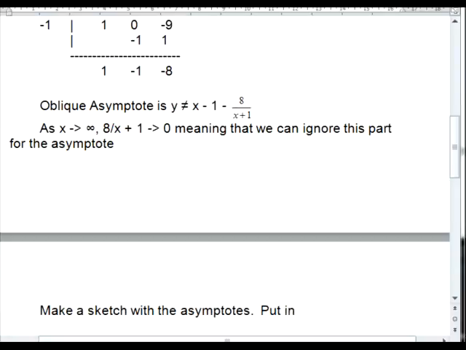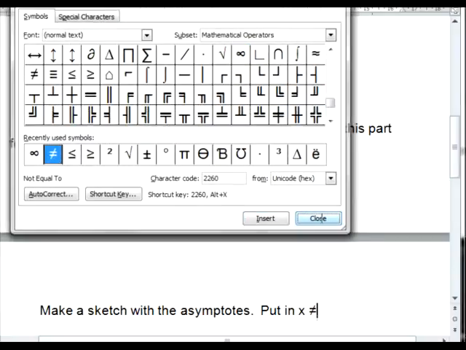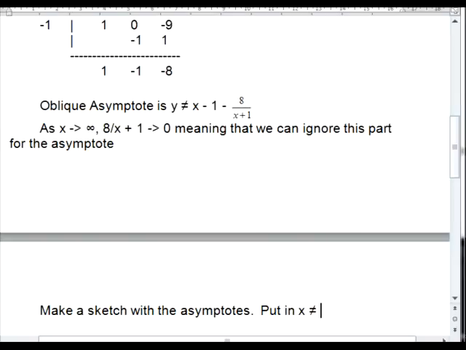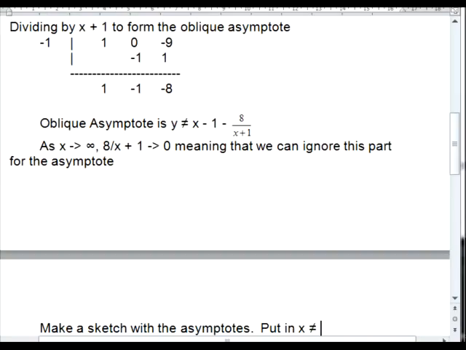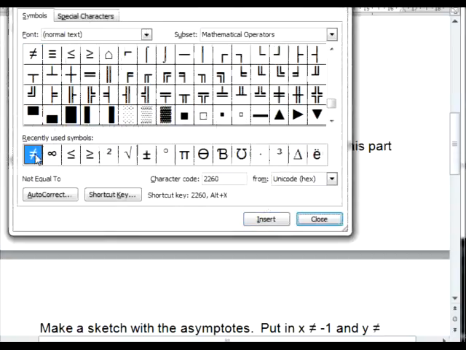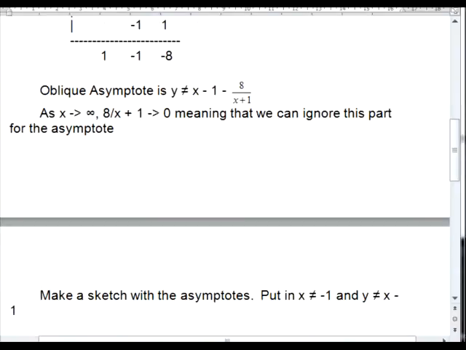So we're going to put in x cannot equal negative 1, and y cannot equal x minus 1. Now back from grade 9, this would be an equation with a slope of 1 and a y-intercept of negative 1.